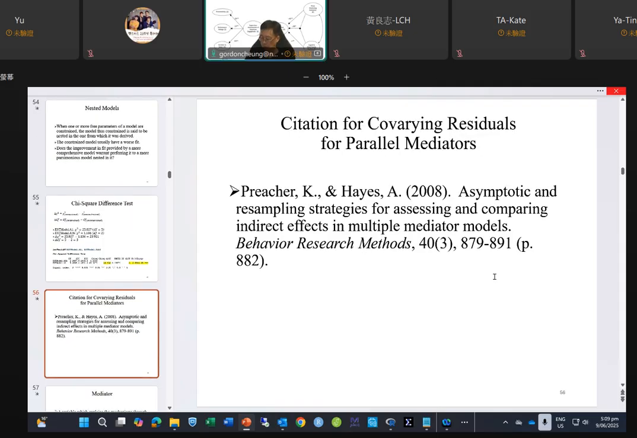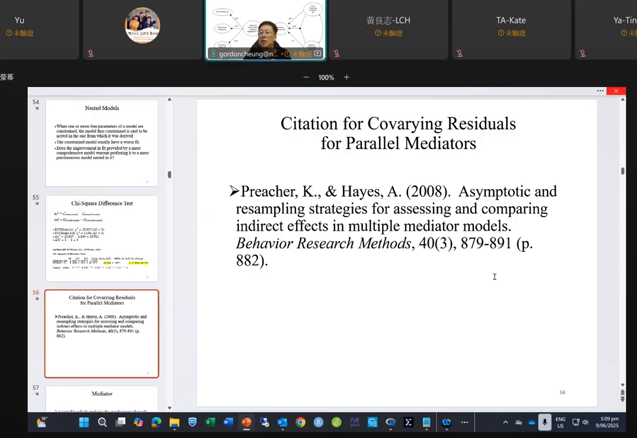Okay, this is the citation. So what that means is, in our first model, we got bad fit. We used modification indices to find out the reason, and we found out it is because we missed out the covariance of the residuals of the parallel mediators. Here is the citation. That means we should originally have added those covariances.